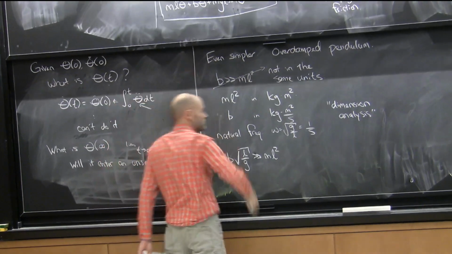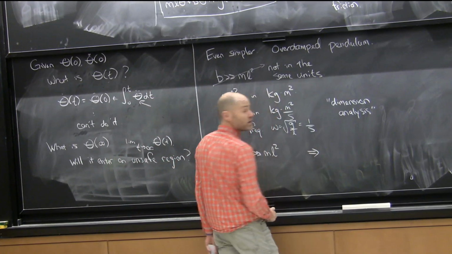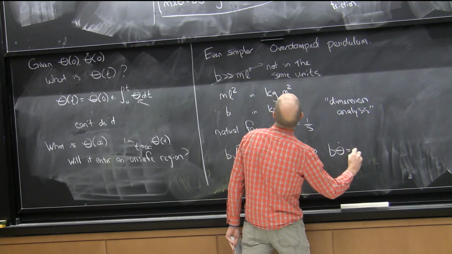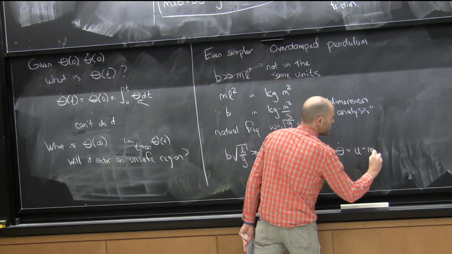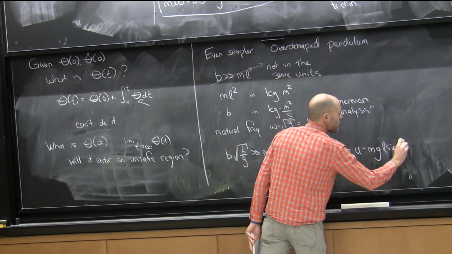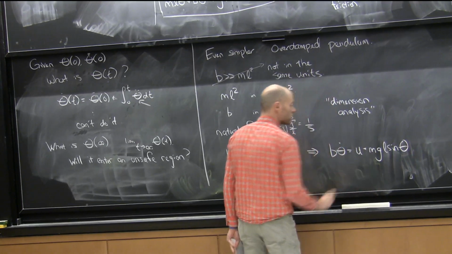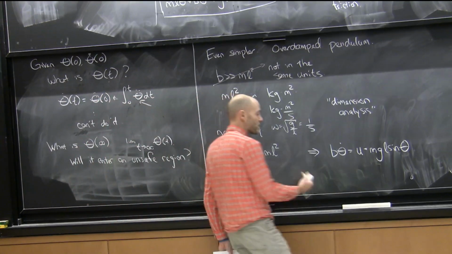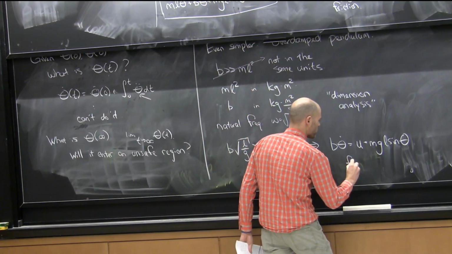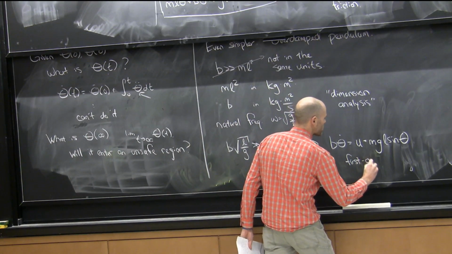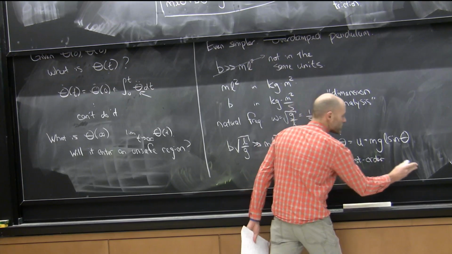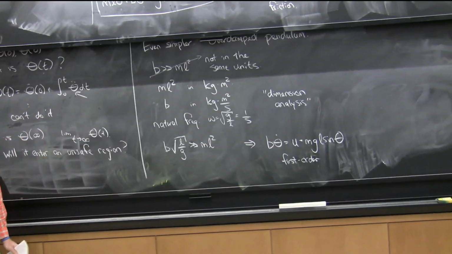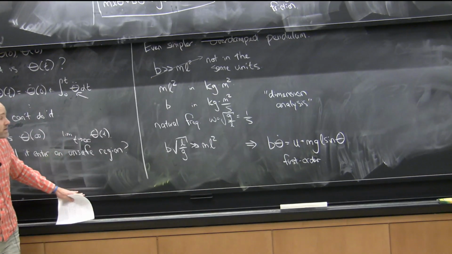So I can make a reasonable approximation of my dynamics as B theta dot equals now just u minus mgl sine theta. So the dynamics become first order. I've lost my second derivative, okay? What does that mean physically? This is like I say, the overdamped case.